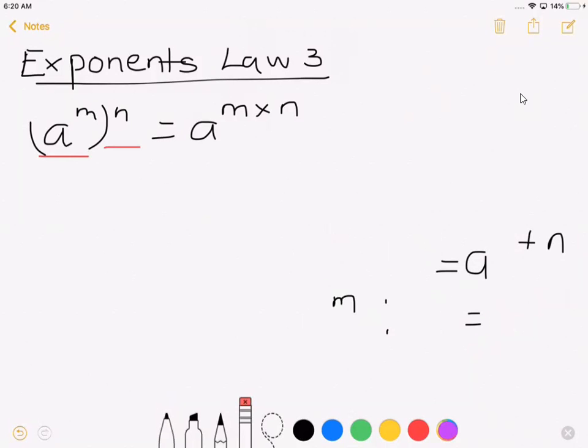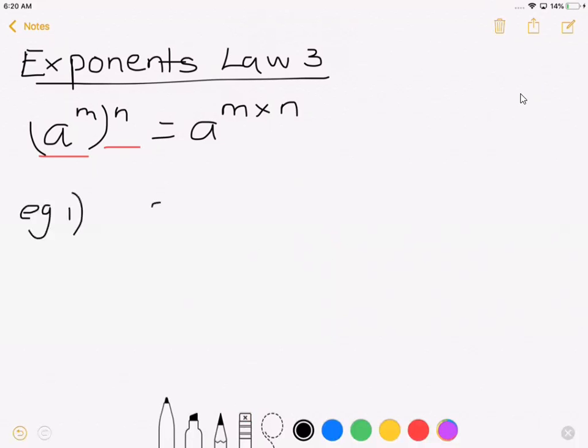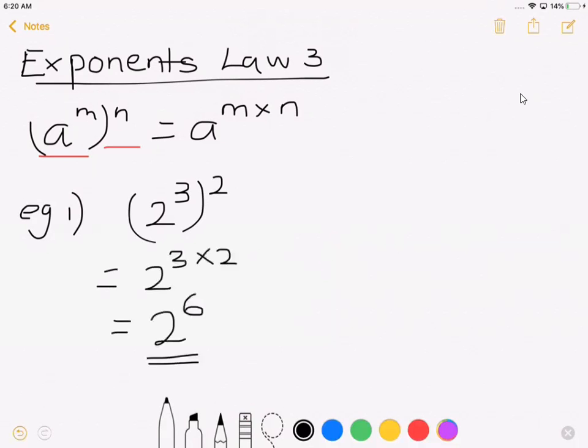Let's do examples for our law. Example number 1: 2 to the power of 3, to the power of 2. Simplify. We have a power of a power. So the answer is equal to 2 to the power of 3 times 2, which is equal to 2 to the power of 6. That is number 1.